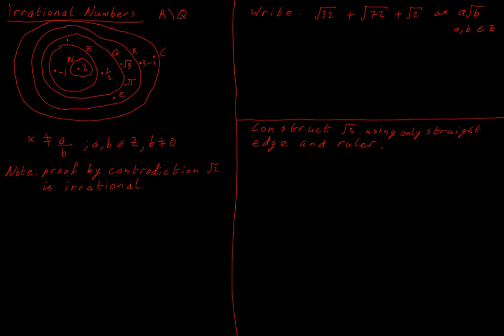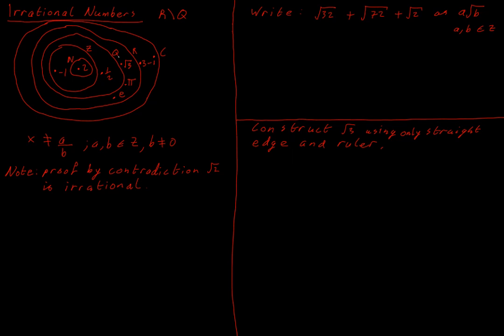Hello, we're going to have a look at irrational numbers now. So irrational means not rational, just like irregular would mean not regular. The I stands for not rational. So that means that we are dealing with not rational numbers.